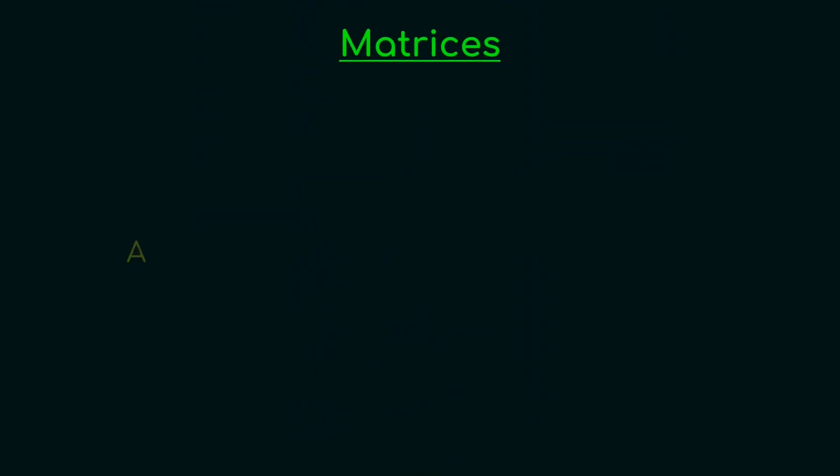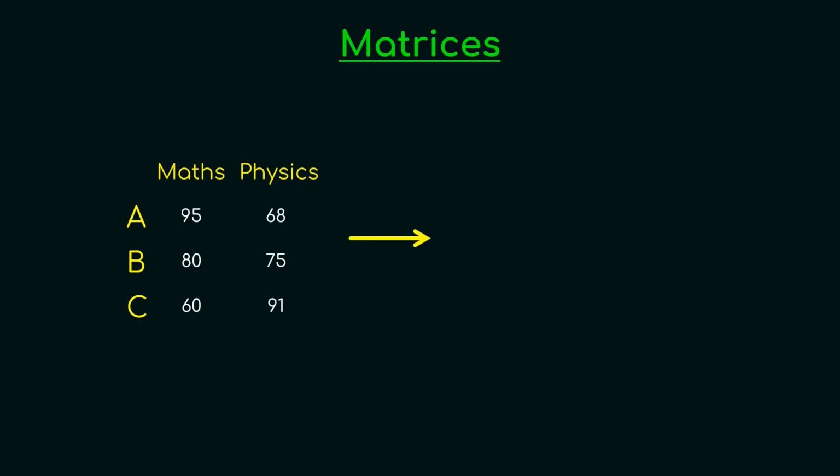First, let's take a small example to understand matrices. Imagine there are 3 students A, B, C in a school and they have taken 2 tests, maths and physics, and out of the 100 marks, the following are the scores each student got in each of the subjects. Now we will try to represent this as a matrix. To do that, first you have to draw 2 large rectangular brackets and fill the numbers inside this in the form of rows and columns.